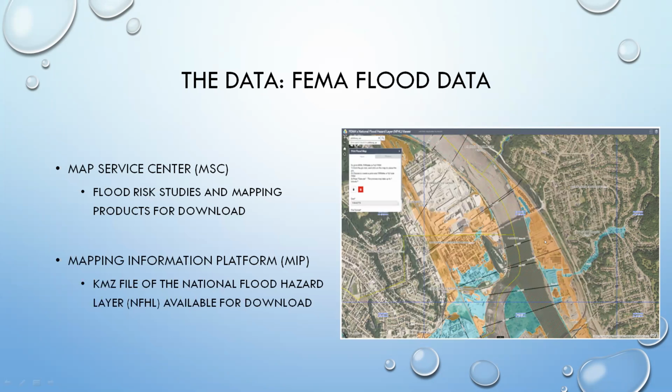So their Map Service Center and their Mapping Information Platform are two websites that really have a lot of flood risk study data. The Mapping Information Platform has a KMZ file of the National Flood Hazard Layer, so I'm hoping that I could download that information and use that as a base for the digital data for their floodplain zones, and then compare that digital data that they provide with the particular areas that I'm interested in.